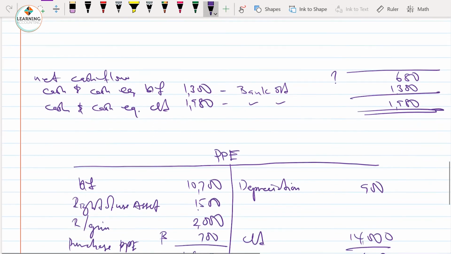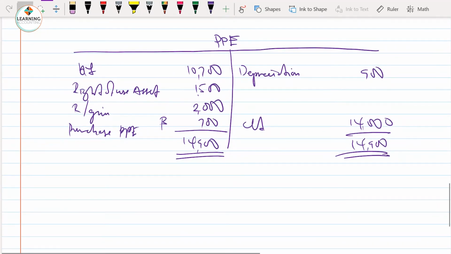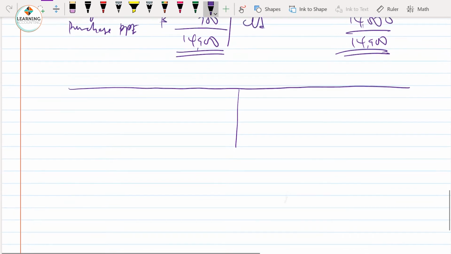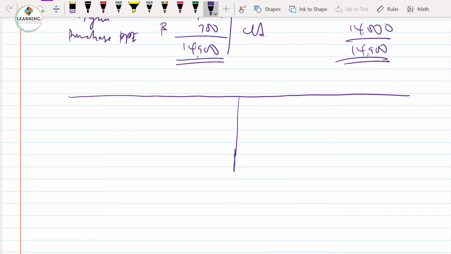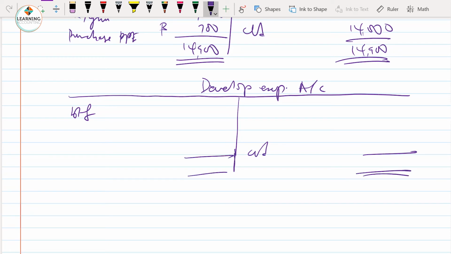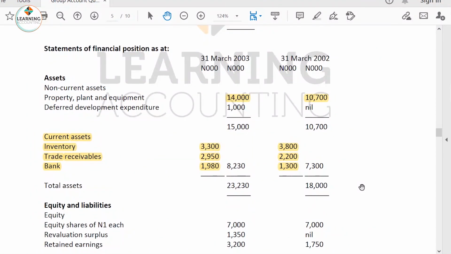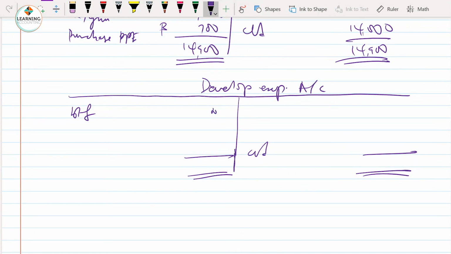Okay, so after that, what's the next thing? The next thing is to open the development expenditure account. Development expenditure account, again, it's an asset account. BF starts from the debit side. CB starts from the credit side. So what do we have in the statement? Let's go back. We have new as the opening and 1,000 as the closing.